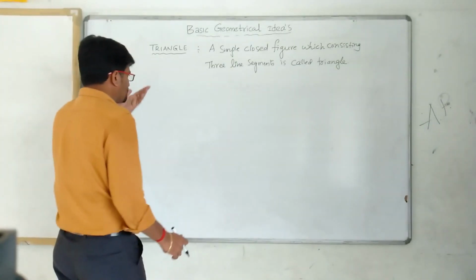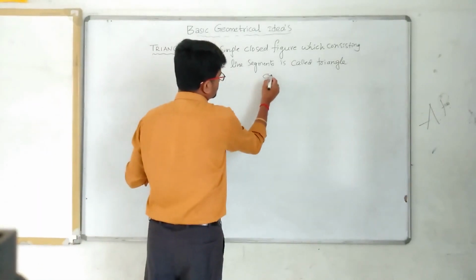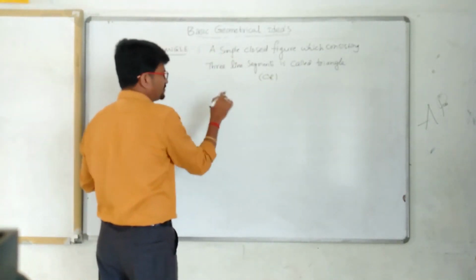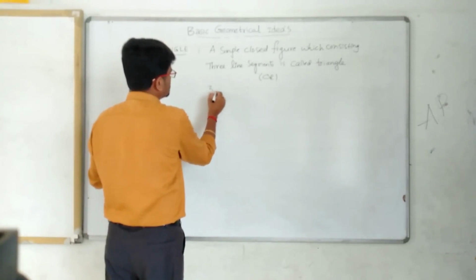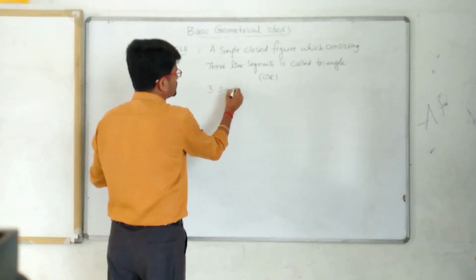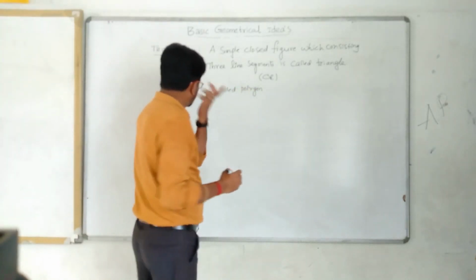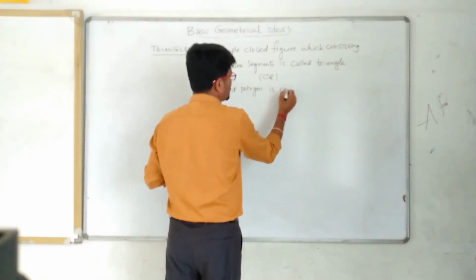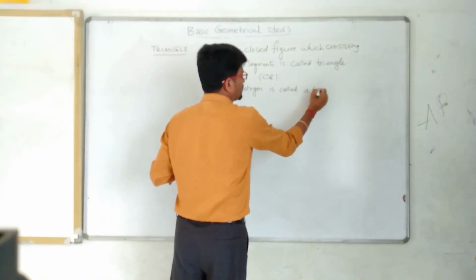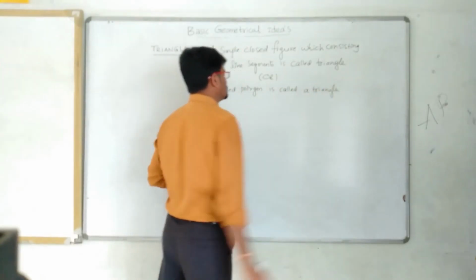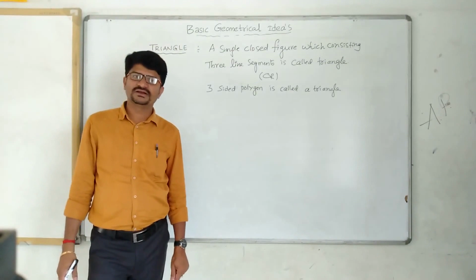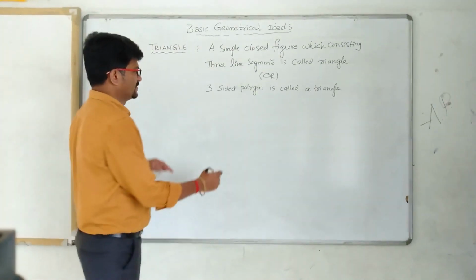Now, a simple definition is: a three-sided polygon is called a triangle. Three-sided polygon, three-sided polygon is called a triangle. Now, this is a triangle, A, B, C.